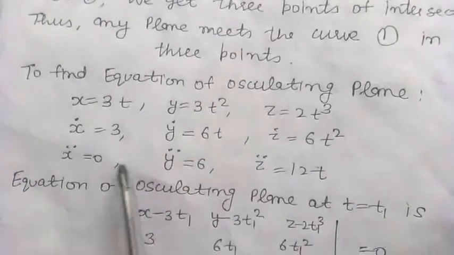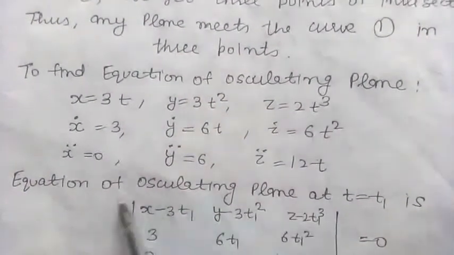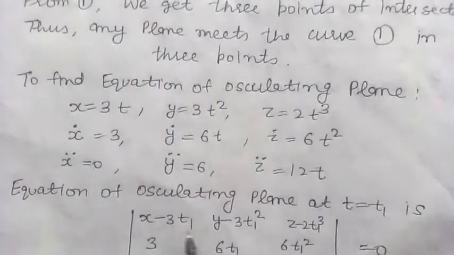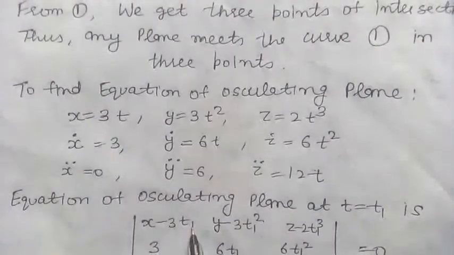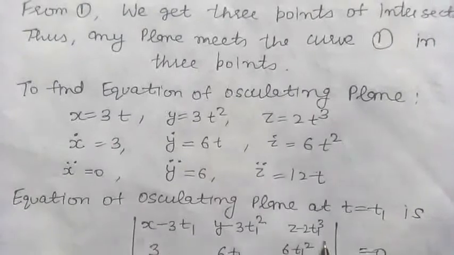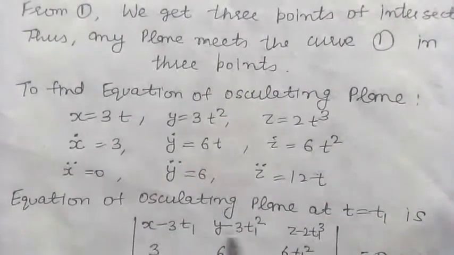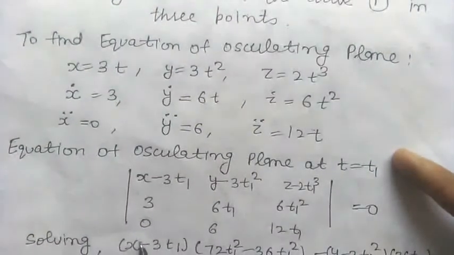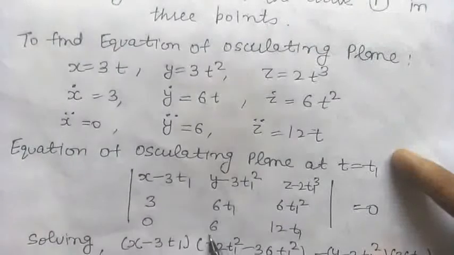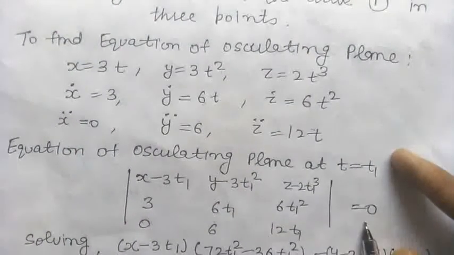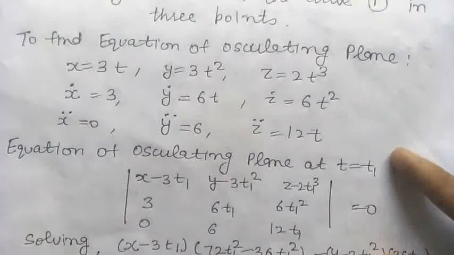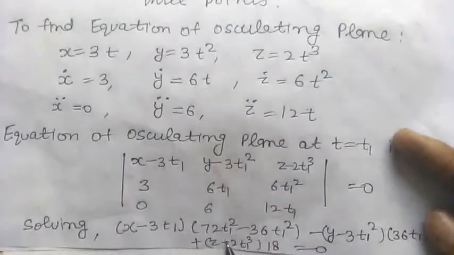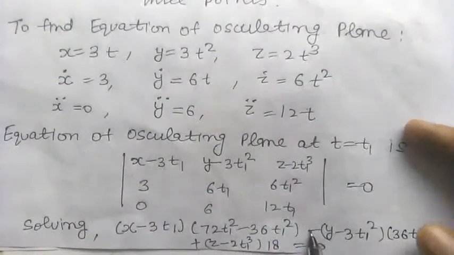Now substituting all these values in the equation of osculating plane. The equation of osculating plane at t is equal to t1 is given by x minus 3t1, y minus 3t1 square, z minus 2t1 cube in the first row of the determinant. In the second row, we have the components of x dot, y dot and z dot. In the third row, we have the components of x double dot, y double dot and z double dot, is equal to 0. Now you can expand this determinant by any row or column, and solving we get the equation which is the required equation of the osculating plane.